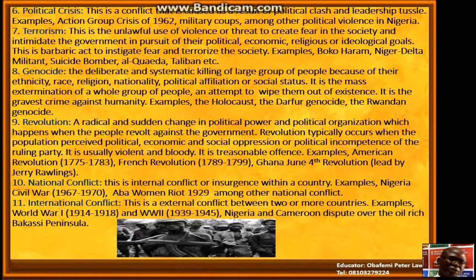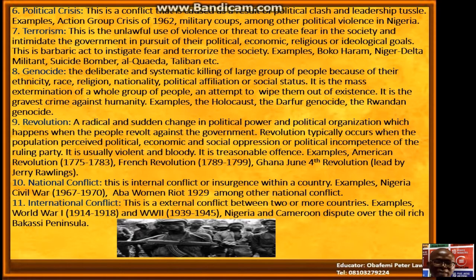So the next one is genocide. And when we talk about genocide, it is the deliberate and systematic killing of a large group of people because of their ethnicity, maybe it is different from ours, because of diversity, because of race, because of religion, because of nationality, because of their political affiliation or social status. So because they are not in alliance with our belief, the genocider is trying to deliberately and systematically wipe them out of the system.